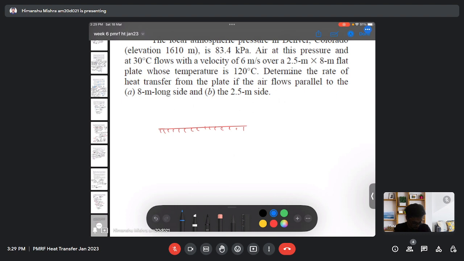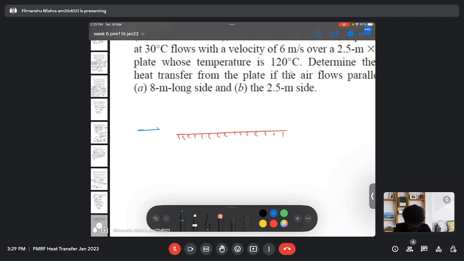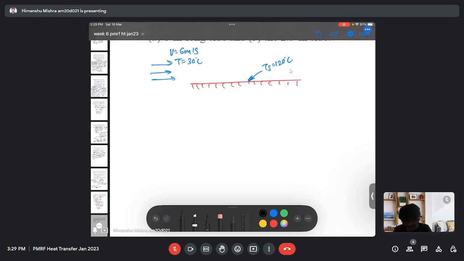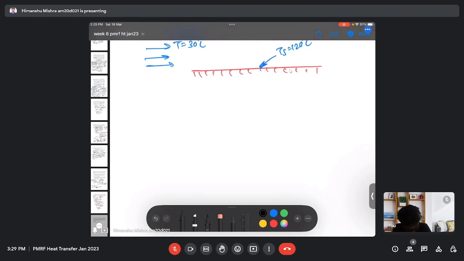So we have a flat plate here and there is an incoming flow. The velocity is given as 6 meter per second and temperature is 30 degrees Celsius. The temperature at the surface is 120 degrees Celsius. Now first we need to determine the nature of the flow. So let me first write down the properties of the flow.